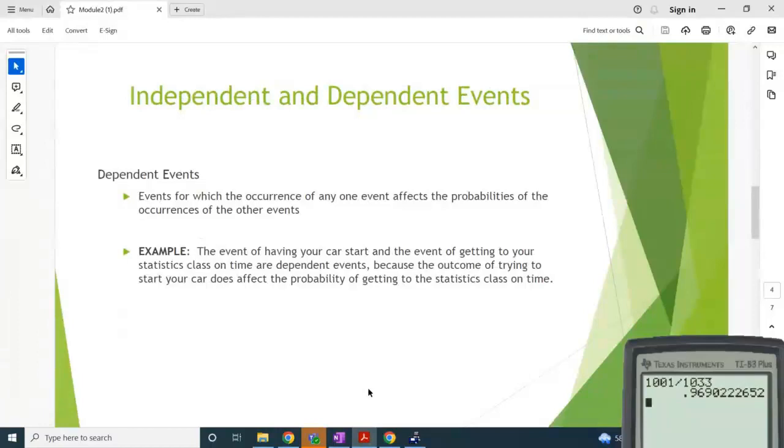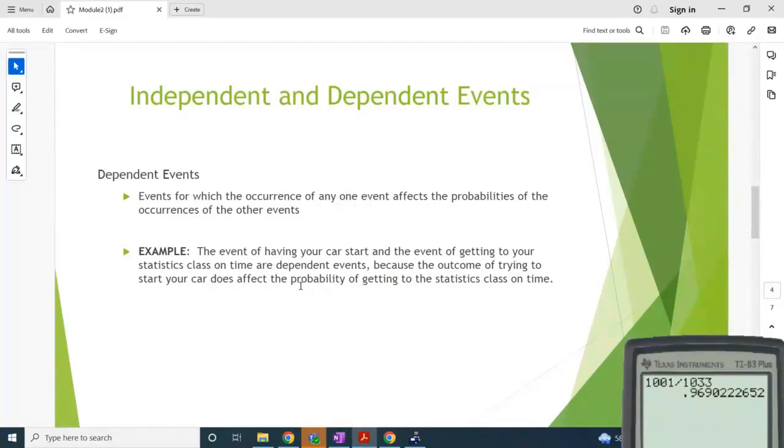All right, and we're going to talk about independent and dependent events. A dependent event is an event that happens, but it happens only if something before it happens, right? So here's an example. The event of having your car start and the event of getting to your statistics class on time are dependent events, right?